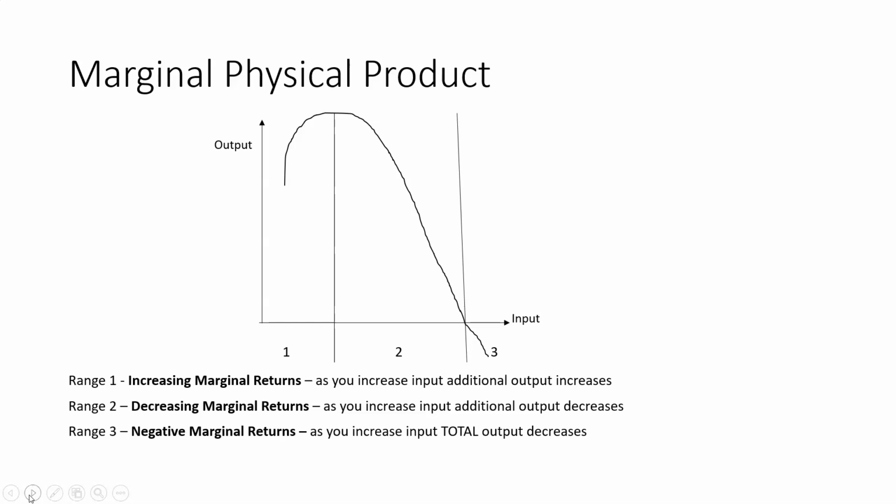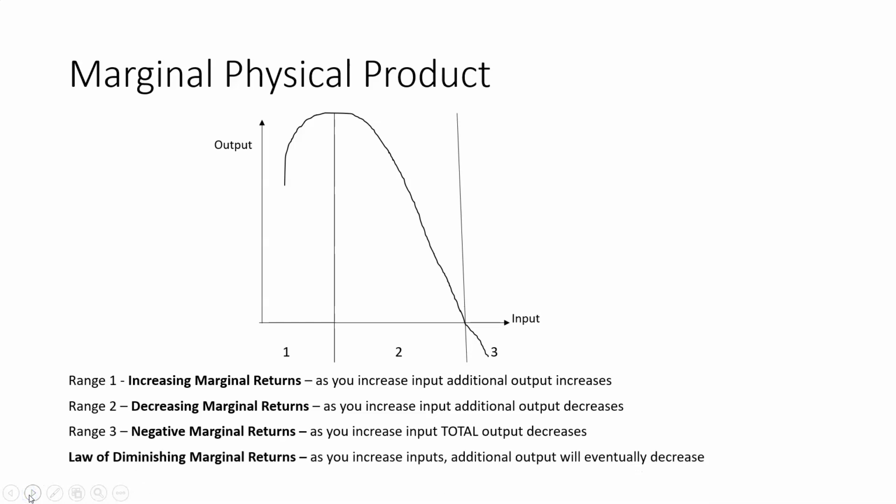But what you have to keep in mind is the law of diminishing marginal returns. What we know is that as you increase inputs, additional output will eventually decrease. So keep that in mind. So something else has to go into the decision-making process used by producers besides just inputs. There has to be something else that we look at.